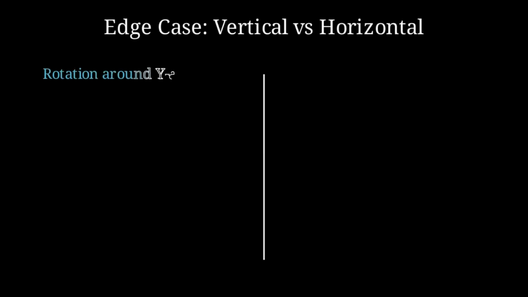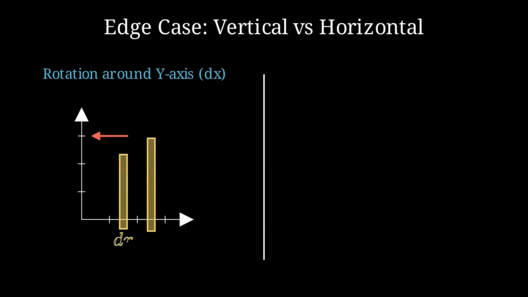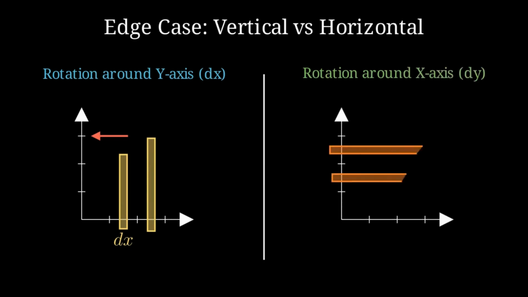A common point of confusion is which variable to use. Remember the golden rule of shells: the differential is always opposite to the axis of rotation's orientation, but the slice is parallel. For a horizontal axis, we use dy. For a vertical axis, we use dx. If your setup feels impossible, check if you've swapped these.